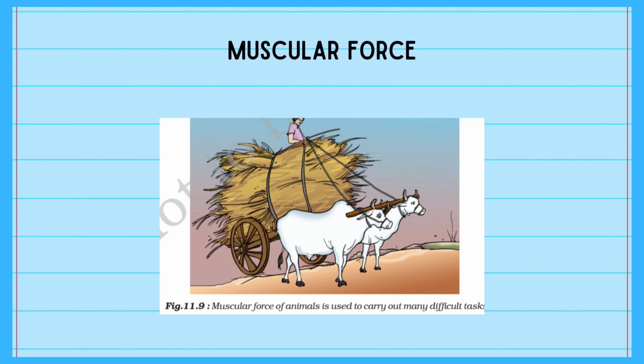Even animals use muscular force to perform various difficult activities. One such example is the bullock cart. The oxen uses the muscular force to pull the cart after the load has been placed on the cart.